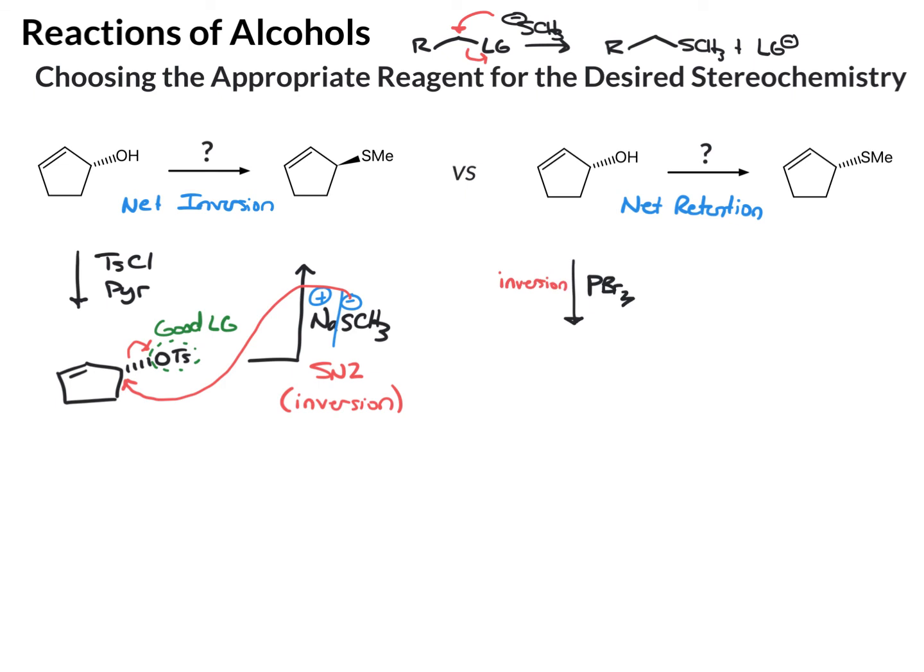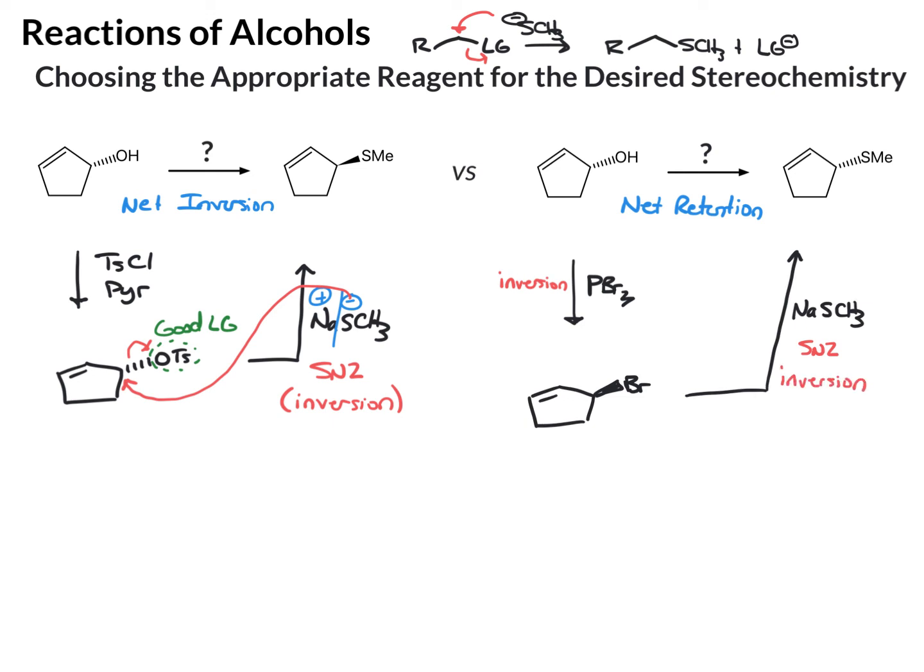So the product of this, we're going to convert the OH to the Br, but the Br will be out because the OH you started with was back. Now we can do the SN2 reaction. I'm going to still add NaSCH3. And because this one is SN2, this also goes with inversion.